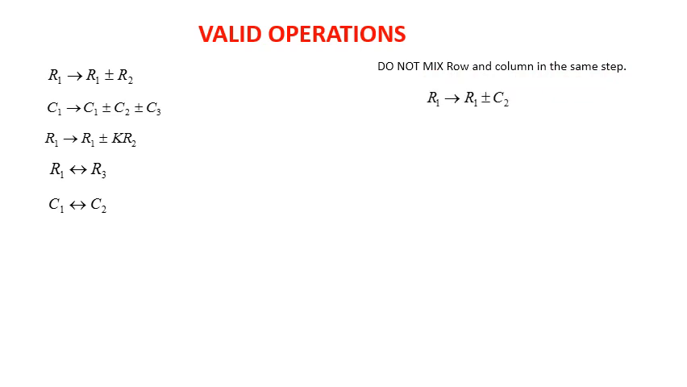Next, this is not a valid operation: R1 changes to R1 plus or minus C2, means row and column addition is not allowed. Then row and row multiplication is not allowed. Column and column division, multiplication and division between any row and column is not allowed. So minor mistakes you can avoid if you keep all these things in mind. Move on to exercise questions.